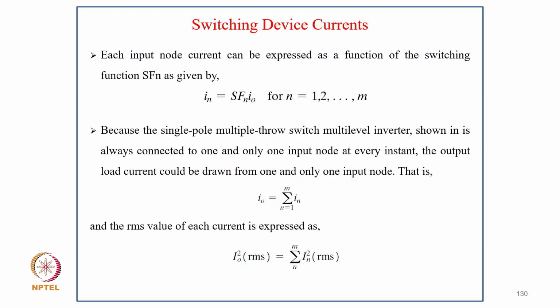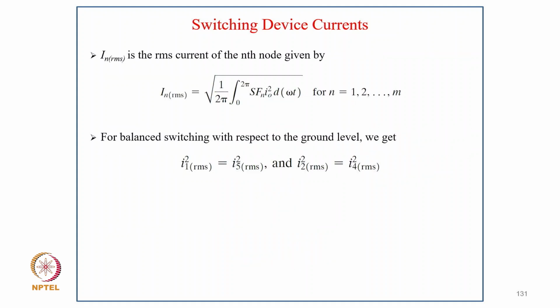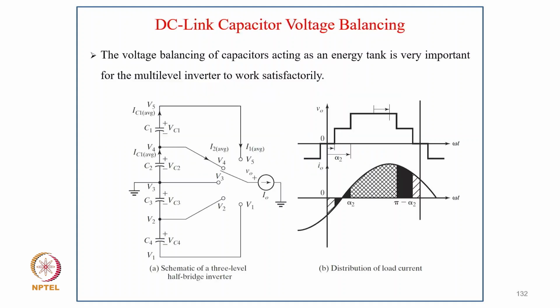The output load current is drawn from one and only one input node, that is i0 equal to the sum of In for n equal to 1 to m, and the RMS value of each current will be typically Irms equal to the square root of the sum of In squared. So coming to In RMS, it is the RMS current of the nth node given by In RMS equal to the square root of 1 upon 2π, integral from 0 to 2π of Sn i0 squared dωt, for n equal to 1 to m. And for balanced switching with respect to the ground level, we get I1 squared equal to I5 squared and I2 squared equal to I4 squared.